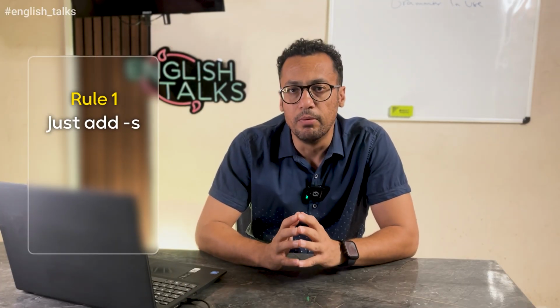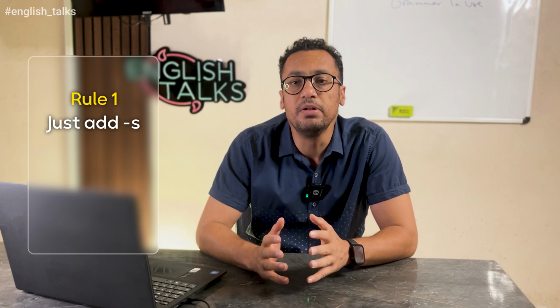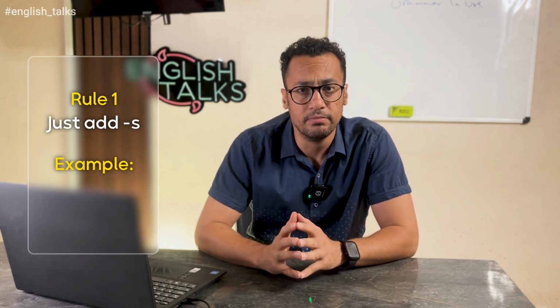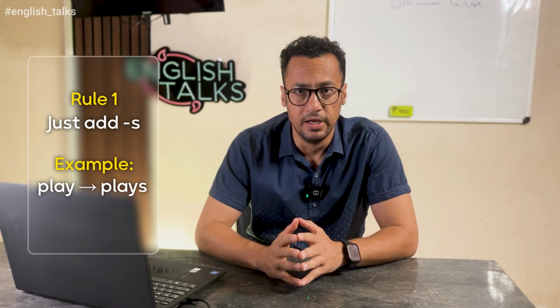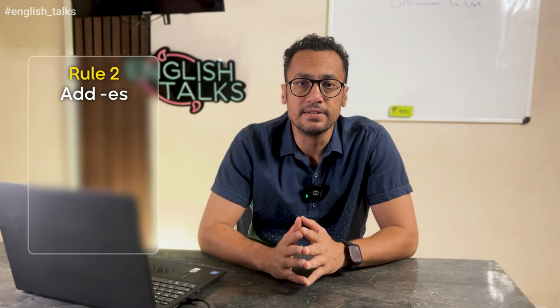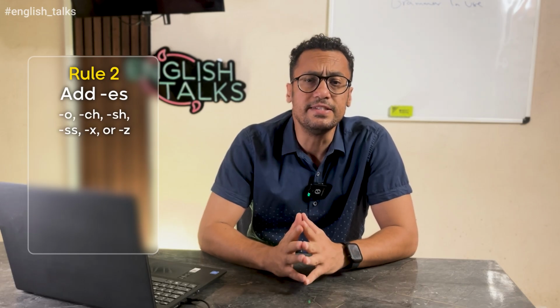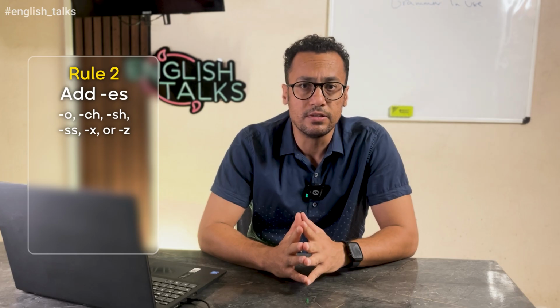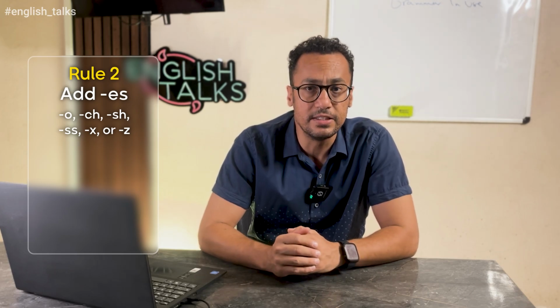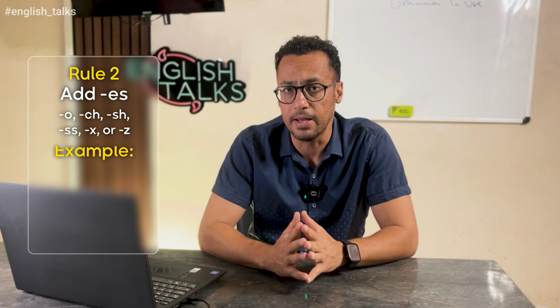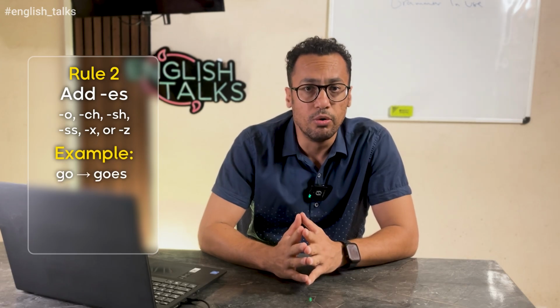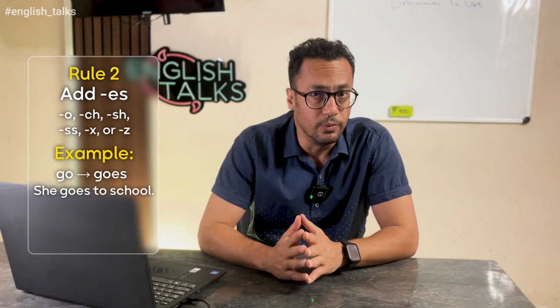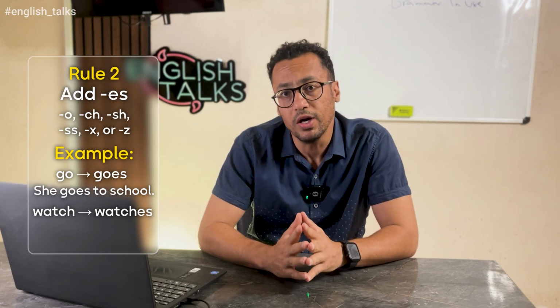Rule number 1, just add s for most verbs. You simply add s. For example, play, plays. He plays football. Rule number 2, add es if the verb ends in o, ch, sh, ss, x, or z. We add es instead of just s. For example, go becomes goes, she goes to school, and watch becomes watches.